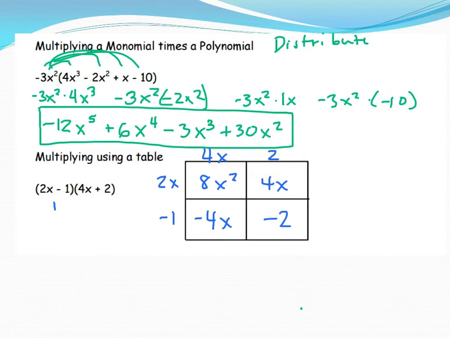Now, how do I simplify this? If we look at our first box, I get 8x squared. So that's my first term, 8x squared. How do I combine the rest? Well, next I'm going to look diagonally. I have 4x and minus 4x.